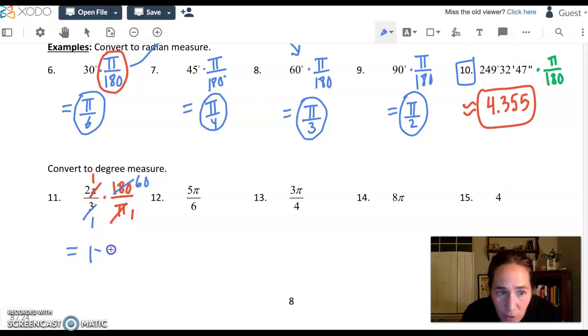An answer like 120, it's a good answer. But if you leave it like that, you can't get full credit. You mean for your answer to be in degrees, so let's put the degree sign on it too. Here's where it comes in handy. I would say you're going to do the same thing for the next 4 questions.